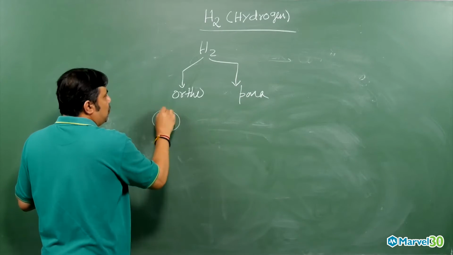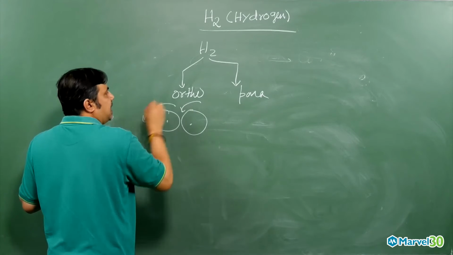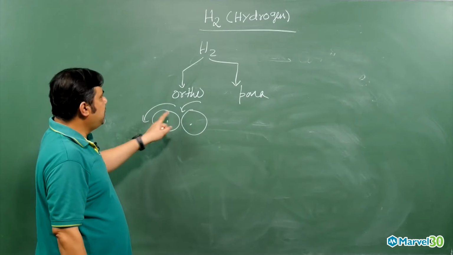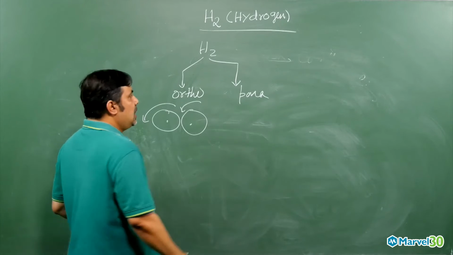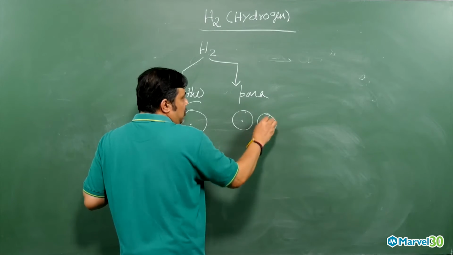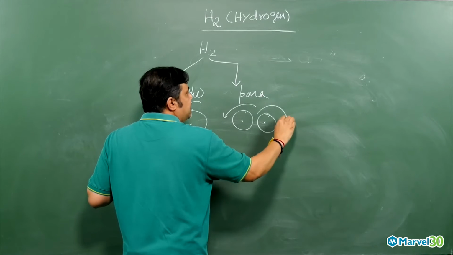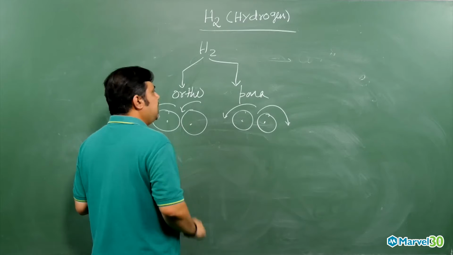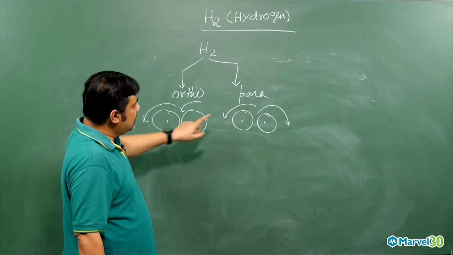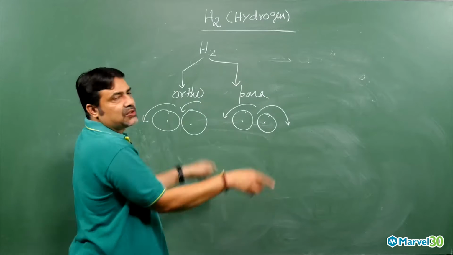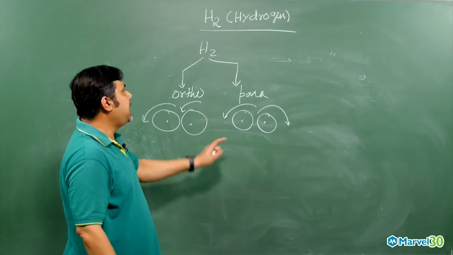Hydrogen molecule means two hydrogen nuclei will be there. When their spin will be on the same side, when the nuclear spin of the two hydrogen atoms will be on the same side, we call it orthohydrogen. When the nuclear spin of the two hydrogen atoms will be in different directions, one in this direction, one in this direction, then we will call it parahydrogen. Ortho means same direction. Para means this is going this direction, this is going this direction, two different directions. So that is why this is called parahydrogen.